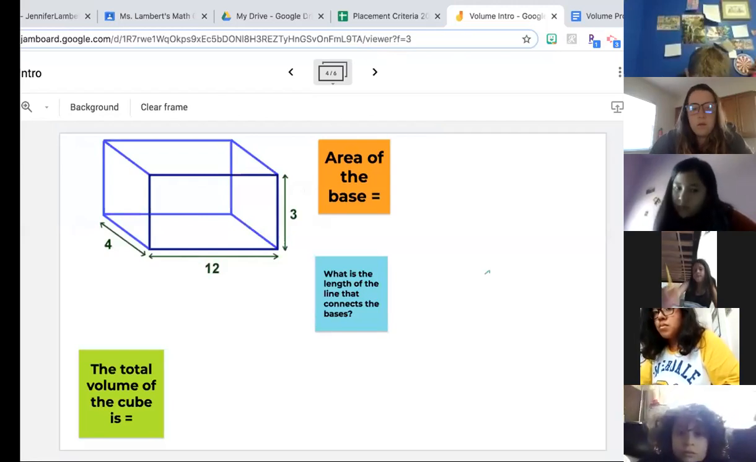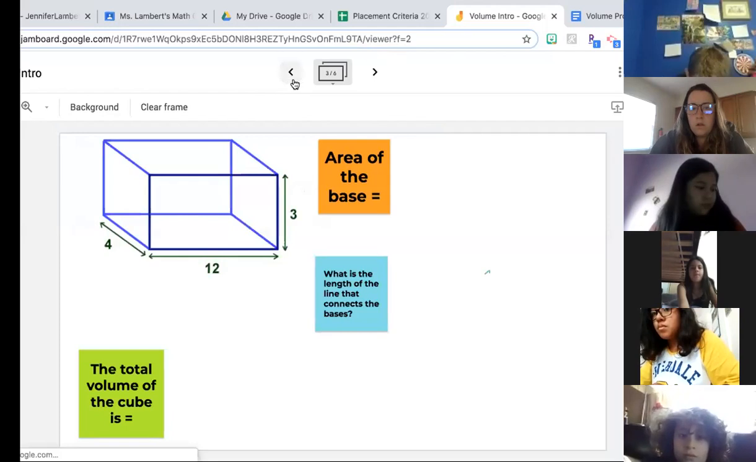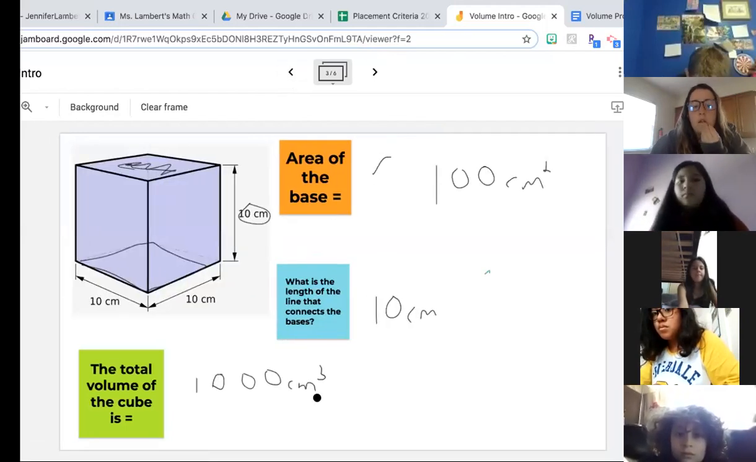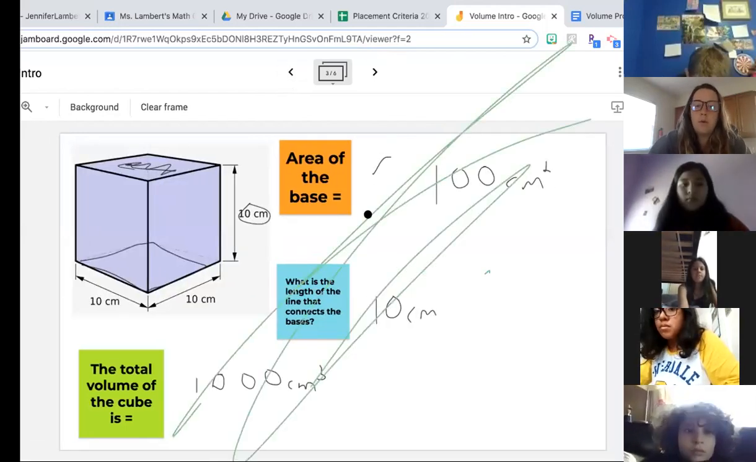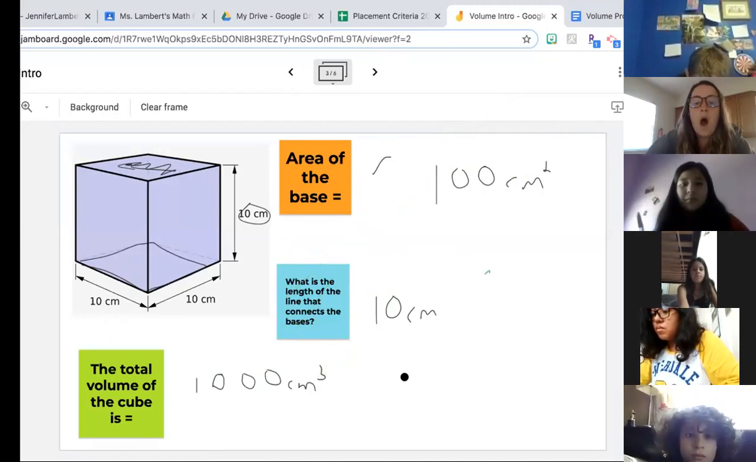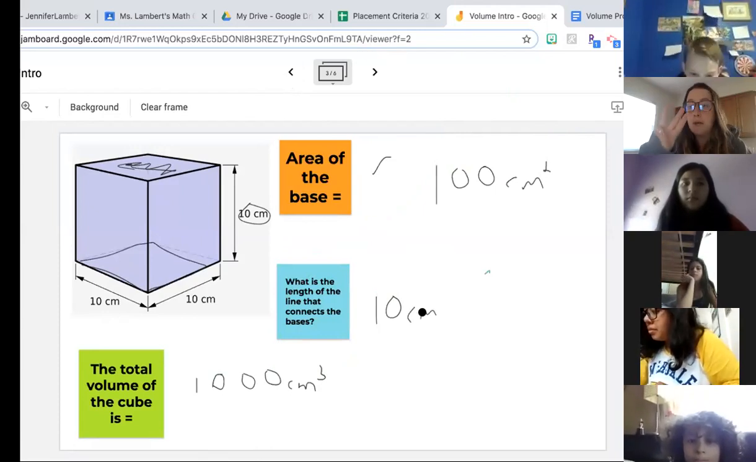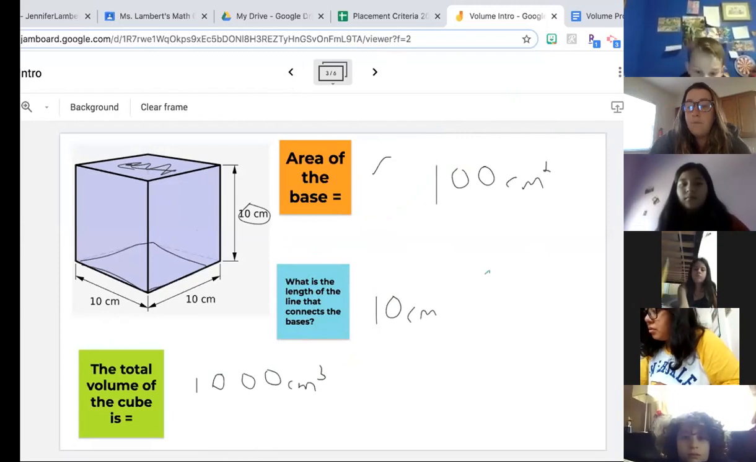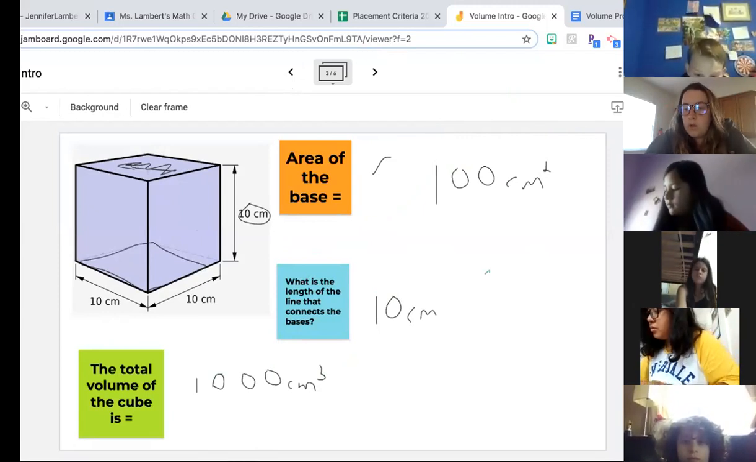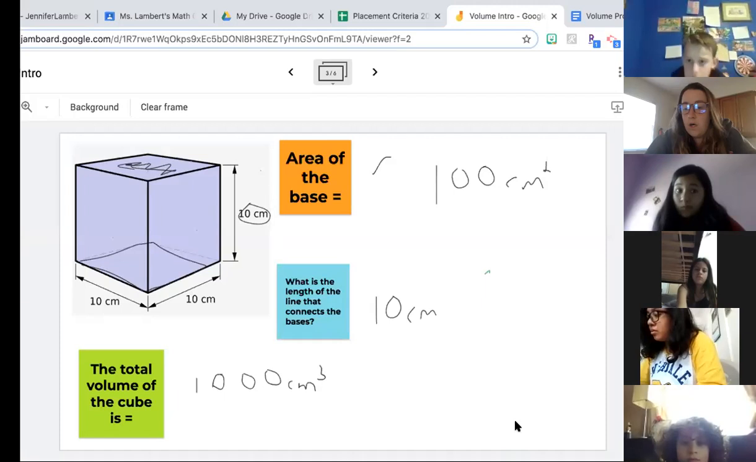Yeah, for the last one, would it be cubic centimeters because you had to multiply it 3 times? Very good. Yes, because you did 10 times 10 centimeters to get 10 centimeters squared, and you're taking another centimeter squared times another centimeter. So you're doing centimeters 3 times. Very good. So that was for our cube.